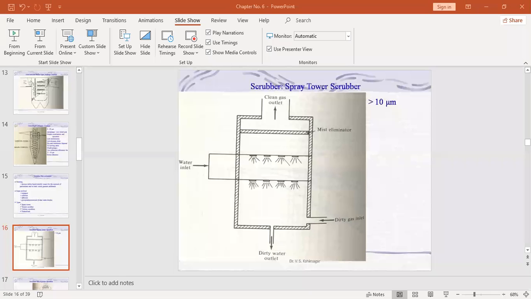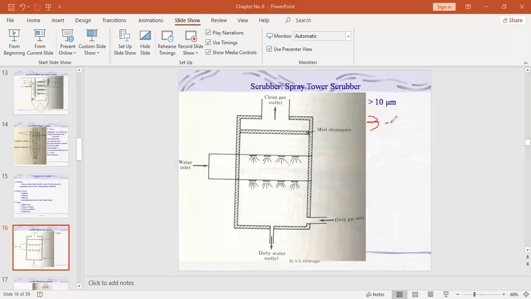Okay, a spray tower is a simple type of scrubber. We can construct it in a round form, or it can be constructed in a rectangular form. Gas can be allowed to pass in different directions. What are the different directions we can say? There are three types of currents we can apply.